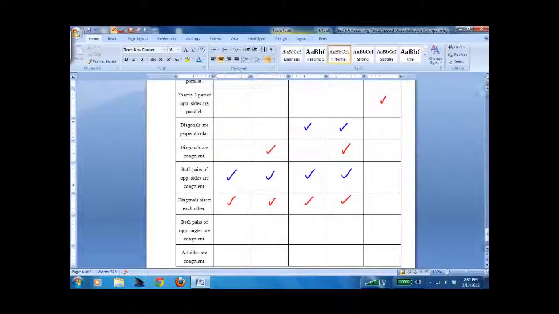Again, both pair of opposite angles congruent. That's a parallelogram. So everything gets it. And all sides congruent. That's only a rhombus and a square.